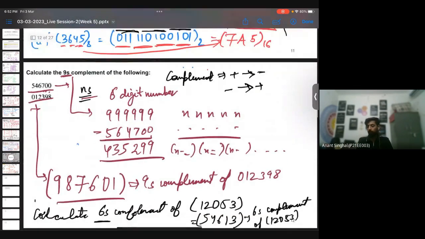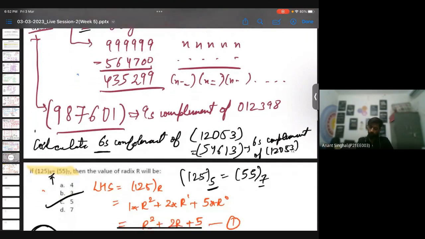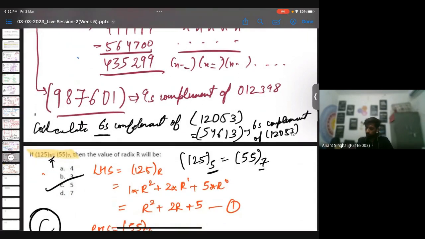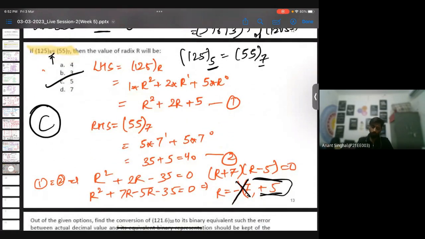Then we tried to find out that there can be nine's complement or n's complement of a number. So how can we find those numbers? And then again there was some radix question which I tried to cover. So this was till now.